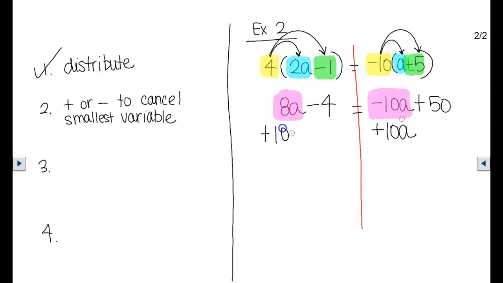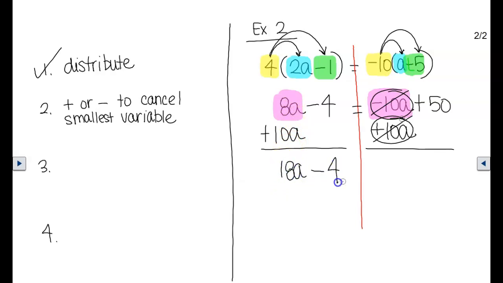Which means I'll have to do plus 10a over here as well. Minus 10a plus 10a, that cancels the smallest variable. So now let's see what we have. 8a plus 10a is 18a. Then I have a minus 4, and that's equal to a positive 50. So I have added or subtracted to cancel the smallest variable.